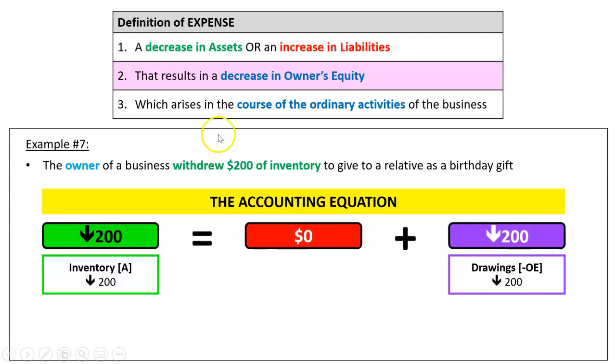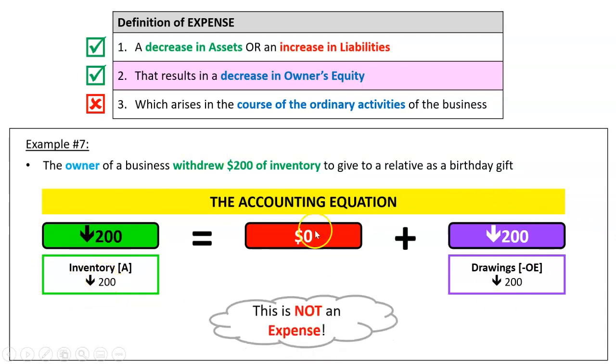It's looking a lot like it because let's look at our first part of the definition. Was there a decrease in assets? Yes. Was there a decrease, an overall decrease in owner's equity? Yes. So far so good. The problem with this is this isn't an ordinary business activity. This is just the owner withdrawing their capital. So even though this looks like an expense based on the numbers, we say drawings are not an expense because it fails this third part of the definition. It's just the owner withdrawing their capital. There's no expense incurred by the business. So we would argue that did not occur in the course of the ordinary activities of the business.